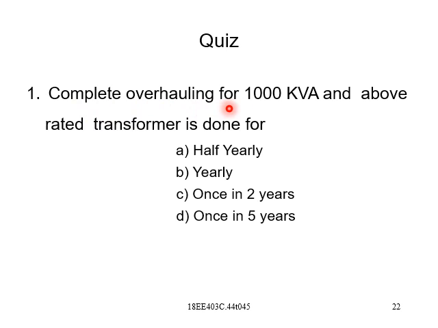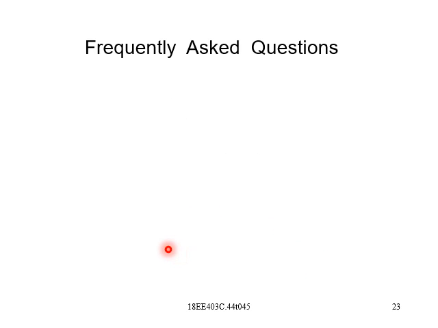Complete overhauling for 100 kVA and above rated transformer is done for half yearly? No. Complete overhauling is removing all the core and coils. That is not done half yearly, yearly or once in 2 years. It is once in 5 years. So you can see here, once in 5 years. That's it.